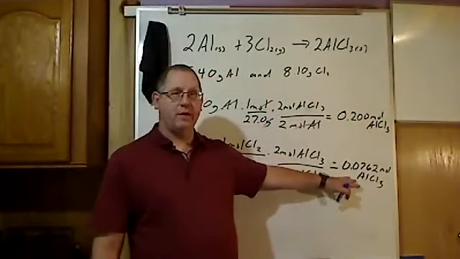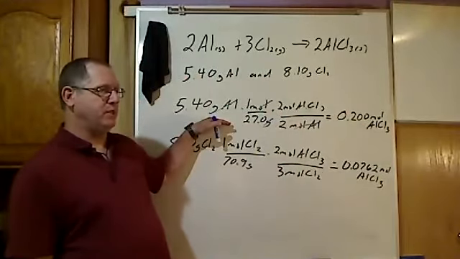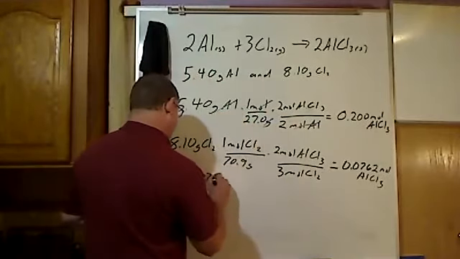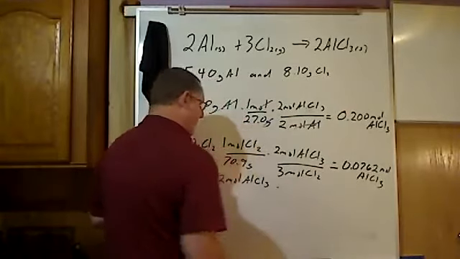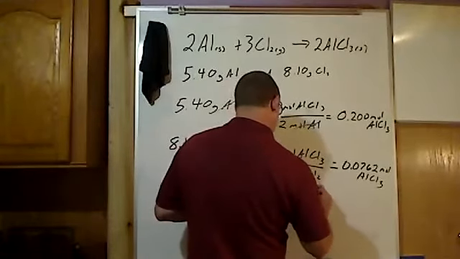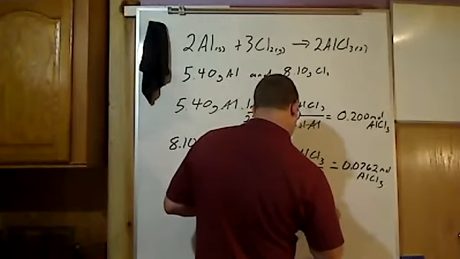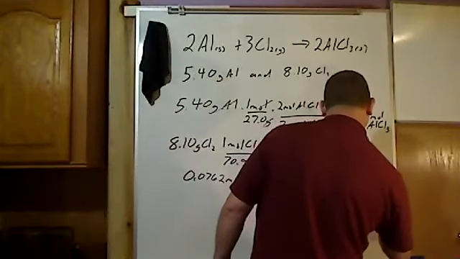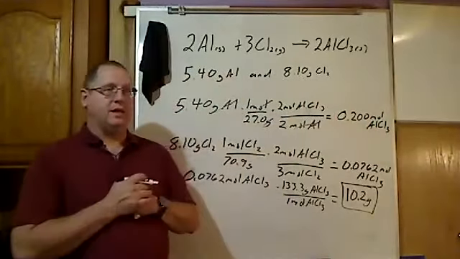Which of these two is smaller? Obviously, this is the smaller value. So my chlorine is my limiting reagent. My aluminum is my excess reagent. And to find the yield that I would expect, I'm going to take 0.0762 moles of AlCl3 and multiply that by the molar mass, which is 133.3 grams of AlCl3 in 1 mole. And this is going to give me a total of 10.2 grams. That is my theoretical yield. Theoretically, that's how much I'm going to get.